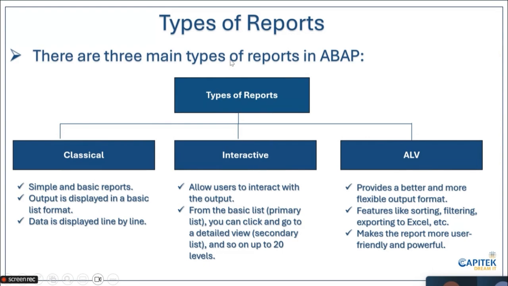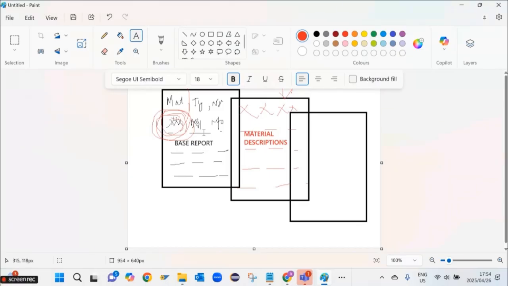So basically, you will have the basic list. This is called the base report, and we are calling it the basic list. And these we call the secondary lists. Here we call this a secondary list, and this also we call a secondary list.